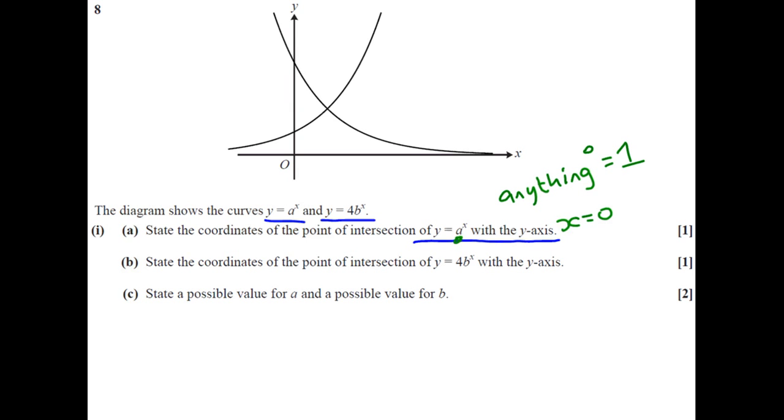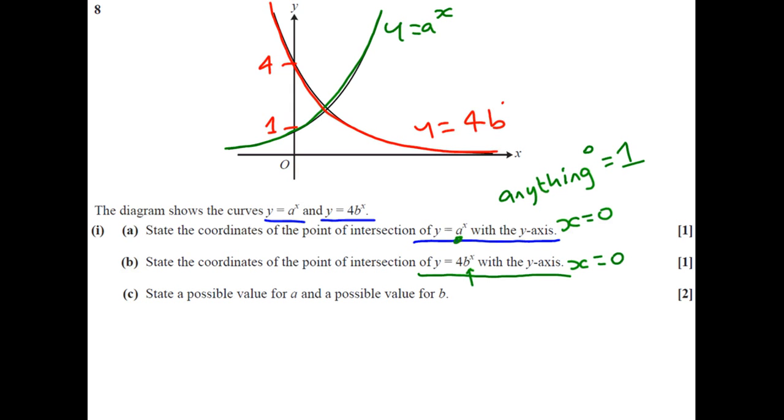Part B, state the coordinates of a point of intersection of y equals 4b to the power of x with the y-axis. Again, x equals 0, so b to the power of x is 1, so that's going to be 4. So that means that you've identified that the top one must be y equals a to the x, and the other graph must be y equals b to the power of x, because obviously 4 is bigger than 1.